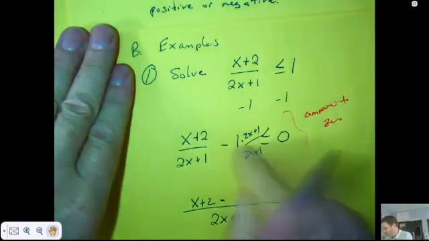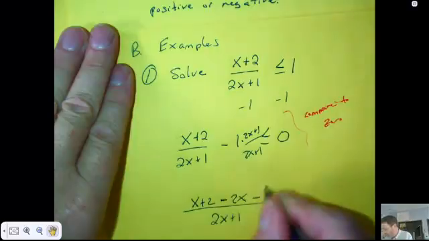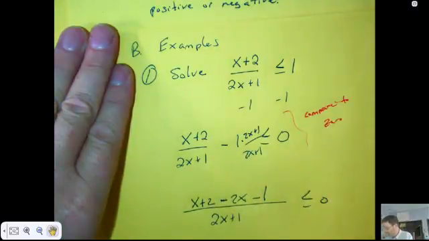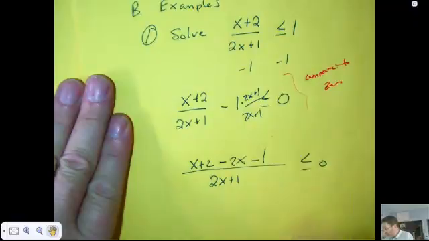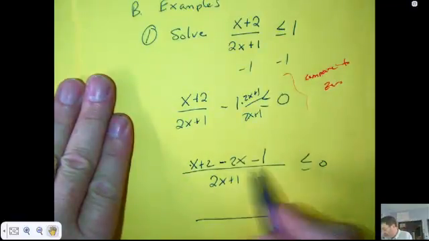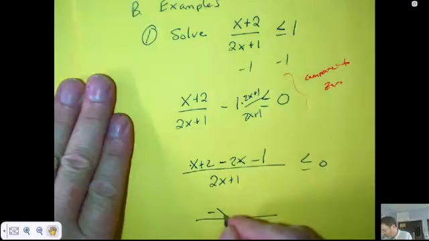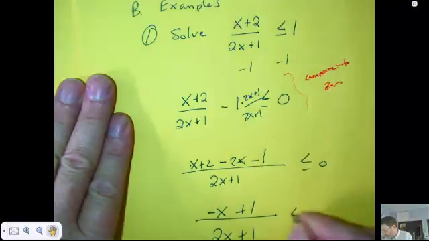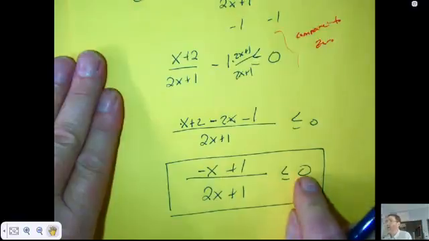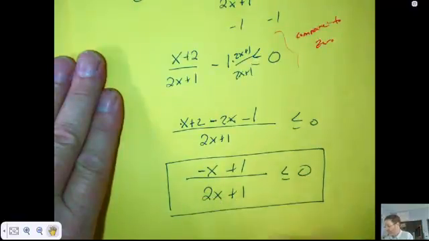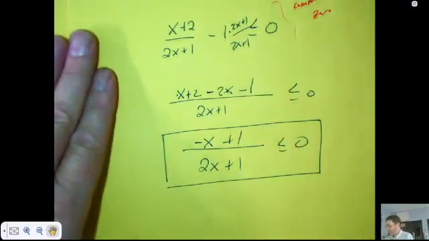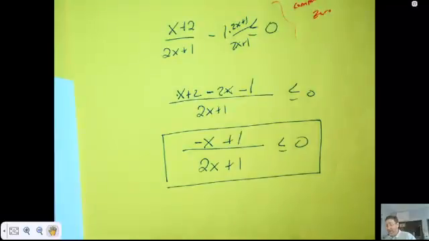If I distribute my negative through, I get minus 2x minus 1. So I end up with on top, let's see, x minus 2x would be negative x plus 1, over 2x plus 1. So there's my problem now compared to 0 in a single expression. What's my next step? I need to find out where it's equal to 0.